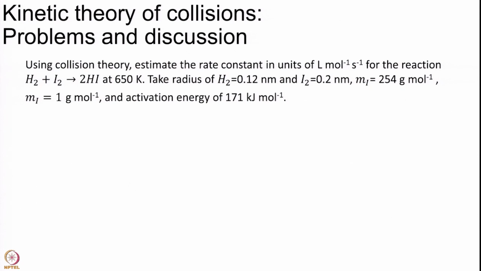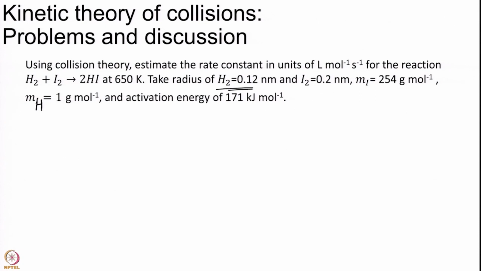These often have a physical feel as well. Look, H2 is going to be small. H2 is roughly of the size of a few angstrom, right, which is 0.1 nanometer. So, that is the size of H2. I2 is bigger, I2 is a huge molecule. So, you get 0.2 nanometer, which is a bigger size. I have given you the masses of H and, oh my god, iodine is not 1 gram per mole, and an activation energy has been given.